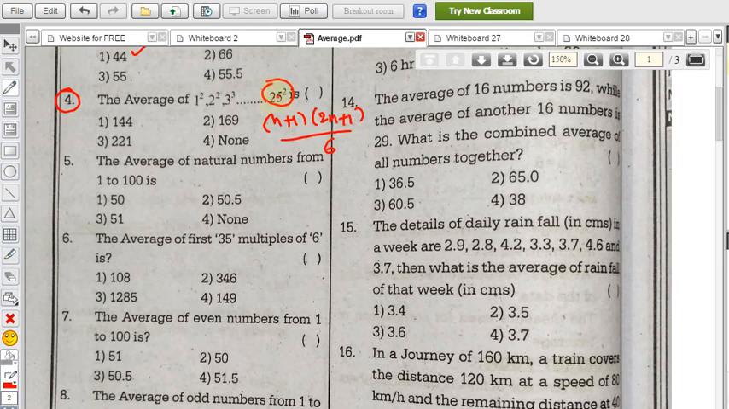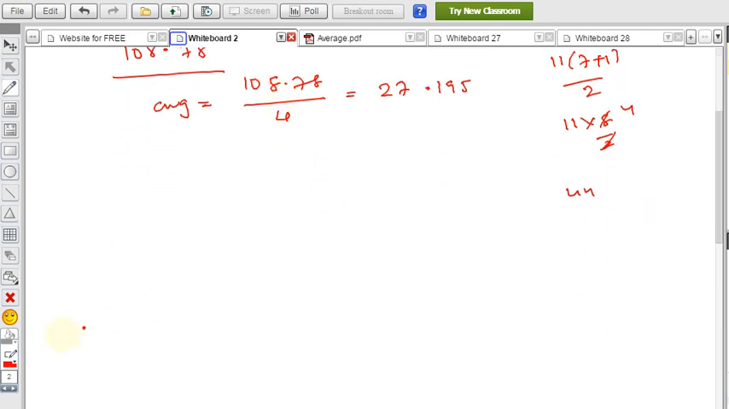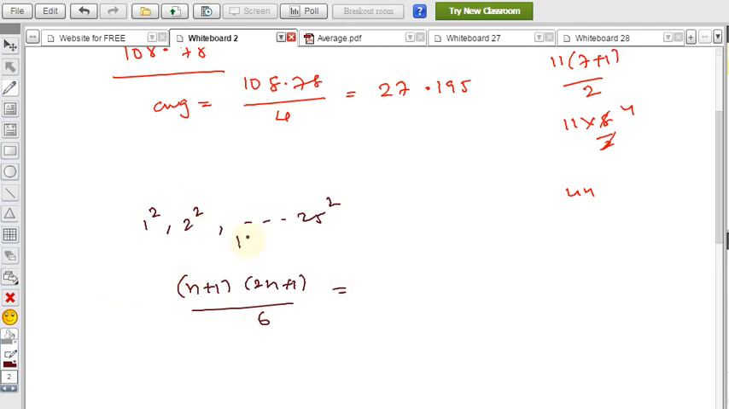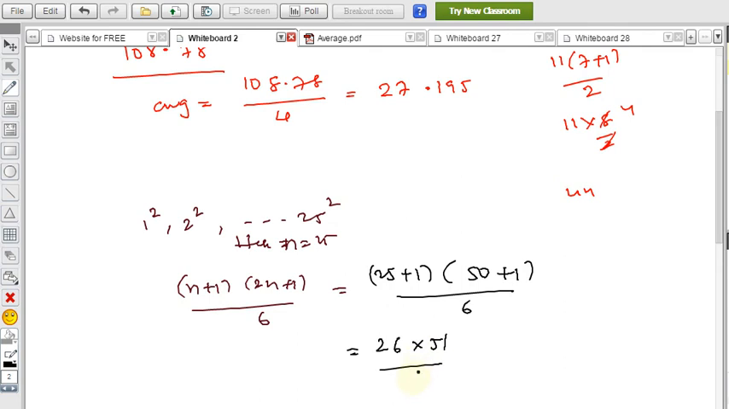Now n is equal to 25 because there are 25 squares. So the average of 1 square, 2 square, and so on up to 25 square is (n plus 1) into (2n plus 1) by 6. Here n is equal to 25. If you apply, 25 plus 1, 2 into 25 plus 1; 2 into 25 is 50, 50 plus 1, by 6. So 26 into 51 by 6.